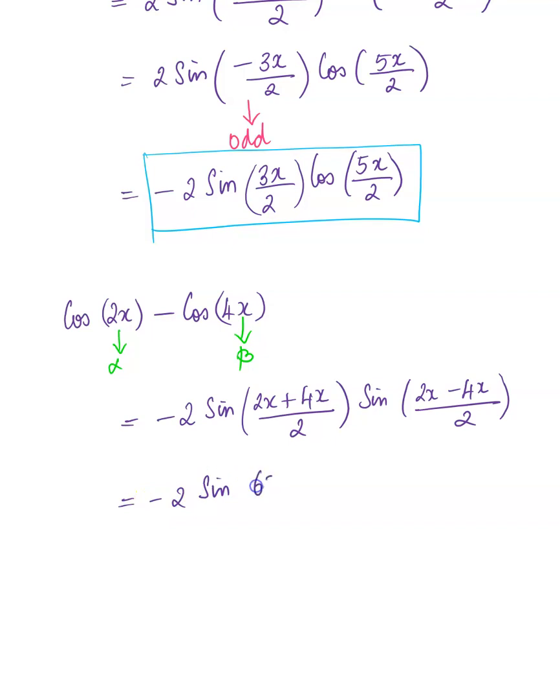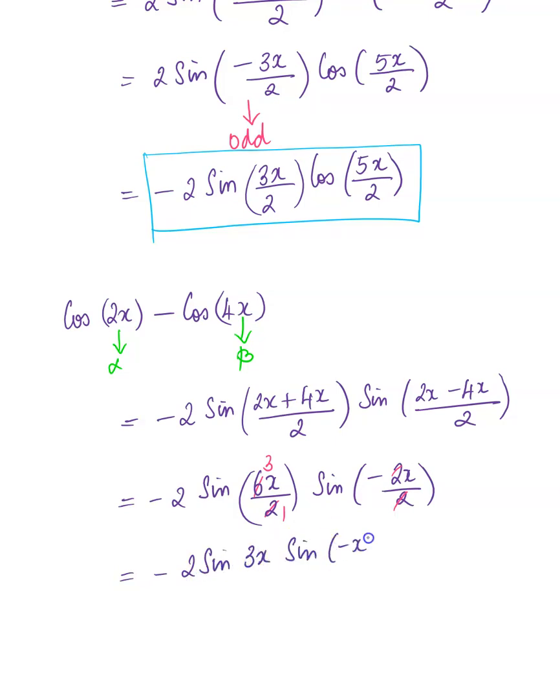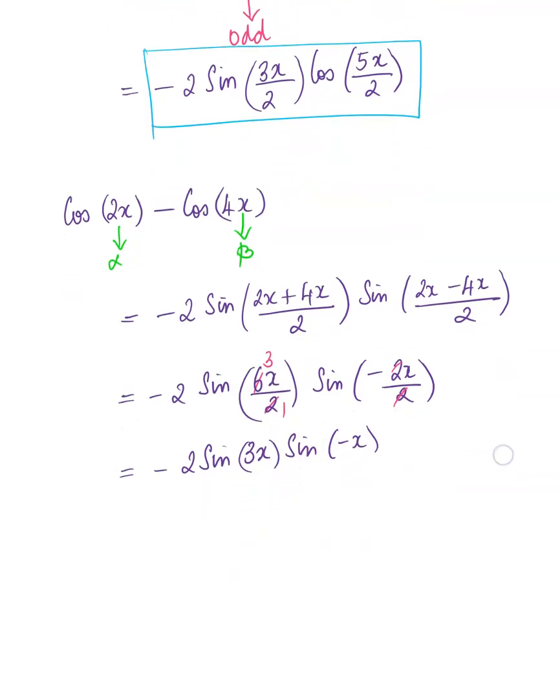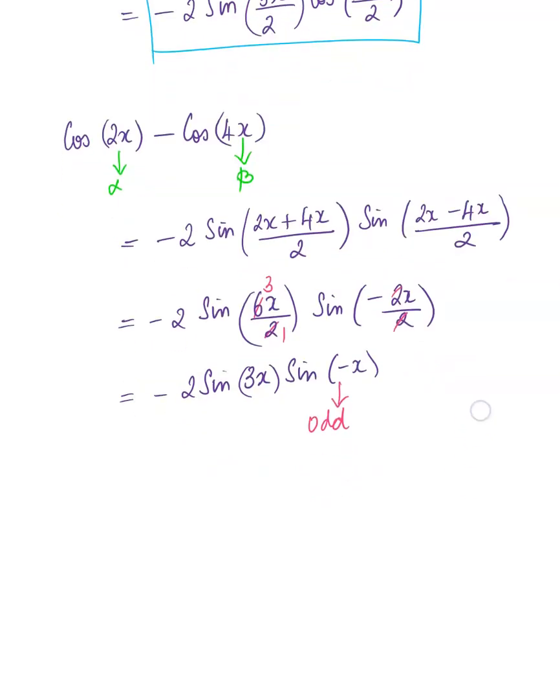Negative 2 sine 6x over 2 sine negative 2x over 2. Remember, the 6x over 2 is happening inside the angle, so you're okay to simplify it there. Therefore, this comes out as negative 2 sine 3x sine negative x. Now it's time to handle the negative angle. We never give the answer as a negative angle. Sine being odd, that negative will come out, and in fact it will combine with the negative that's already in the formula, making it positive. So it's simply 2 sine 3x sine x.